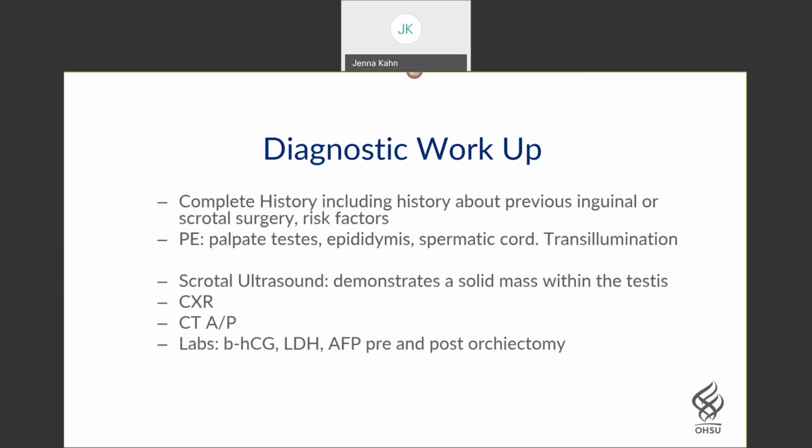So the workup includes a complete history, including any previous inguinal or scrotal surgery, as well as those risk factors. Physical exam: palpate the testes, and transillumination. You want to make sure you get a scrotal ultrasound of both testes and demonstrate a solid mass within the testis. You want to get a chest x-ray or chest imaging, as well as CT of the abdomen and pelvis. And then you want to get labs such as beta HCG, LDH, AFP, pre and post orchiectomy.